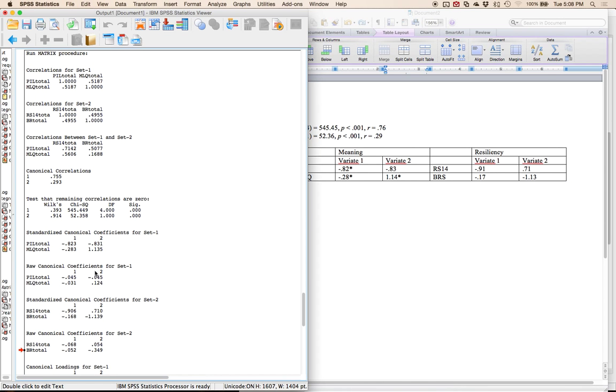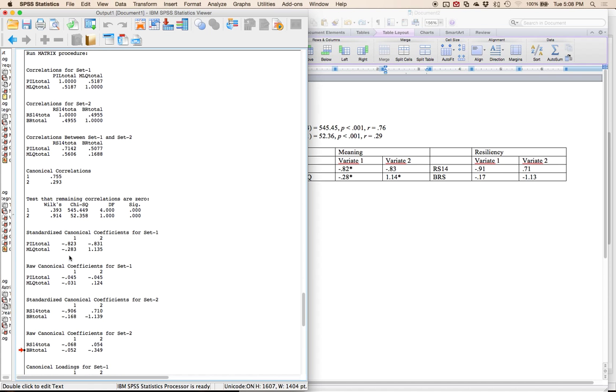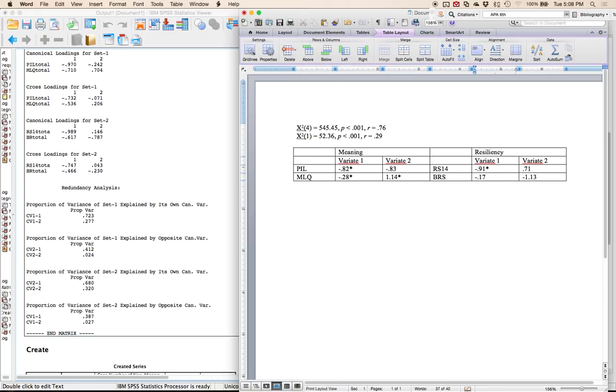Let's look at the loadings for set 2. Sorry, SPSS is being persnickety. So here, gracious, here, no clicking. And you see that same pattern where in the first one, both of them are good, and then in the second one, only the brief resiliency scale is important.